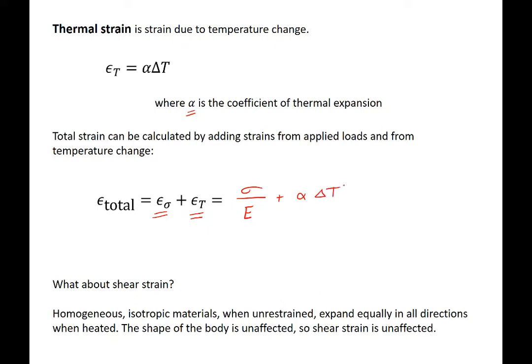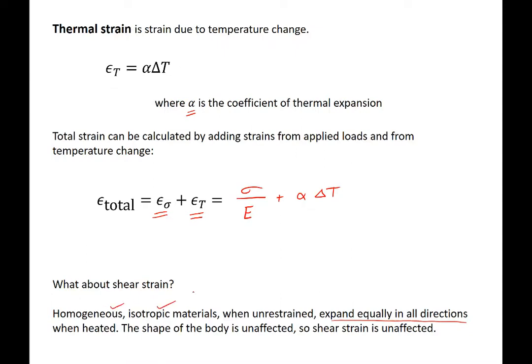All right. What about shear strain? Well, for homogeneous isotropic materials, when they don't have restraints on them, they basically expand equally in all directions when they're heated up. So the shape of the body doesn't get affected. So since the shape doesn't change, there is no shear strain, basically, due to thermal effects. Now, what's homogeneous and isotropic materials?